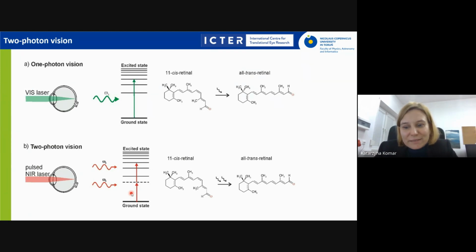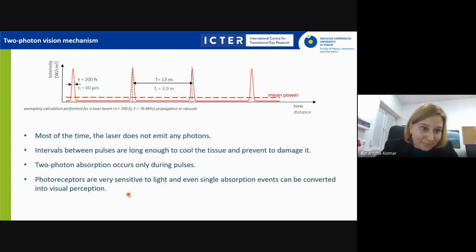And when the beam power is very high, it will result in a lot of energy deposited in the tissue. So why do we not destroy the retina with these lasers? We are not destroying the retina with these lasers because most of the time the laser does not emit any photons. Here you can see the example of calculation for the beam that we have been using at the beginning. So the experiment that I showed you.